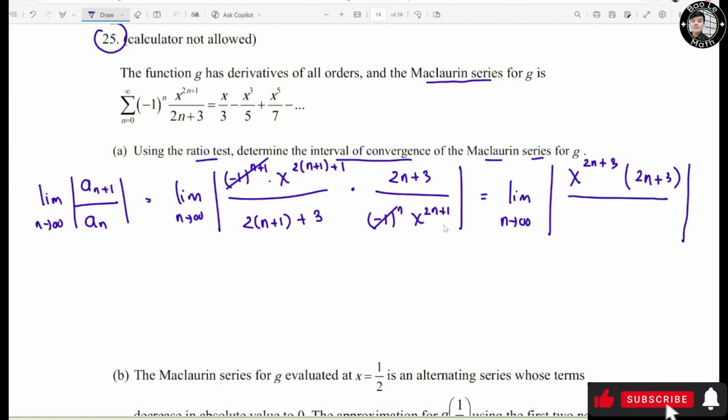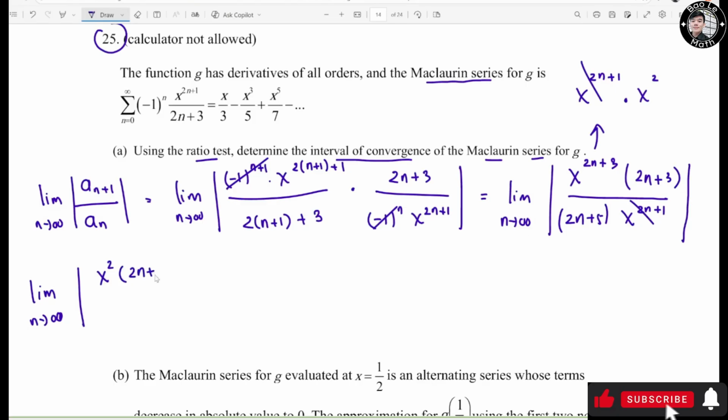over 2n plus 5, times s raised to the 2n plus 1. Now this s raised to the 2n plus 3 is s raised to the 2n plus 1 times s squared. So this guy and this guy cancel out. So we have the limit when n approaches infinity of the absolute value of s squared times 2n plus 3 over 2n plus 5.